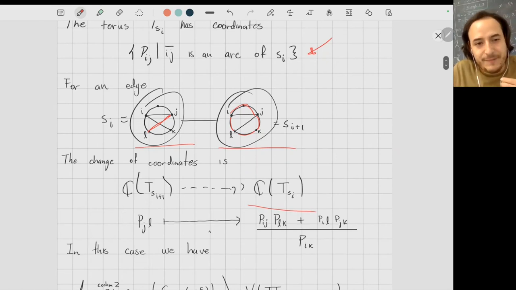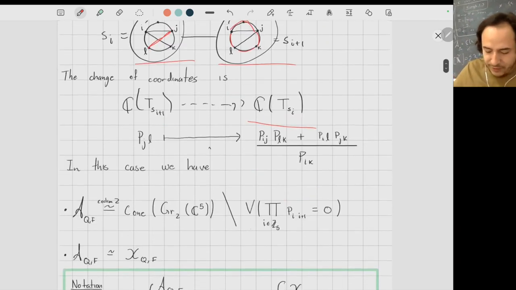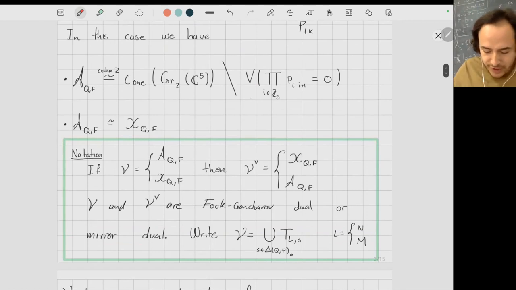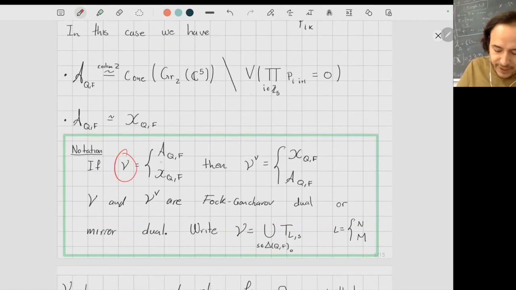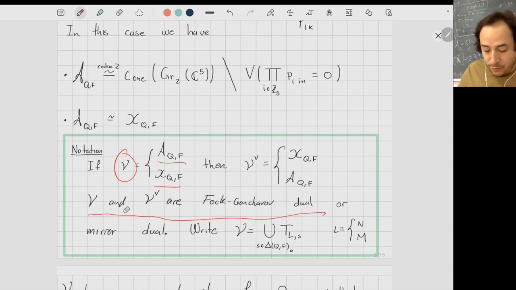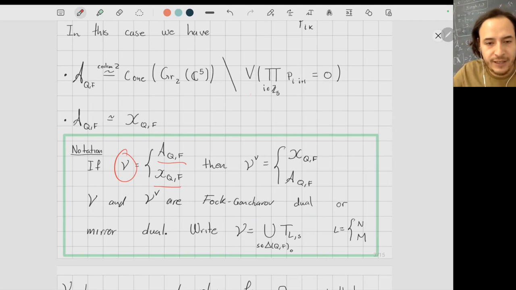Let me say that this example admits a far-reaching generalization to any Grassmannian variety, any Grassmannian KM. For those who know cluster theory, maybe this example is very familiar. From now on, the notation I'm going to follow is V, which is any one of these varieties, the A variety or the X variety, and V check or V dual is going to be the other one. If V is an A variety, V check is going to be the X variety, and vice versa. The dual of the X variety is the A variety. We will call these Fock-Goncharov dual or mirror dual cluster varieties. So there's a mirror symmetric picture sitting in the background, which I will not talk about too explicitly, just somehow implicitly.